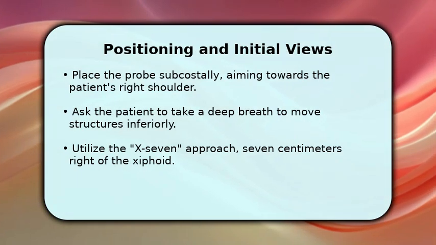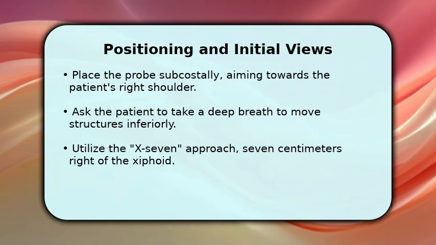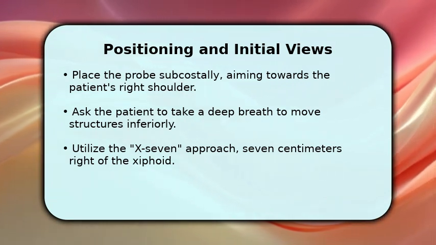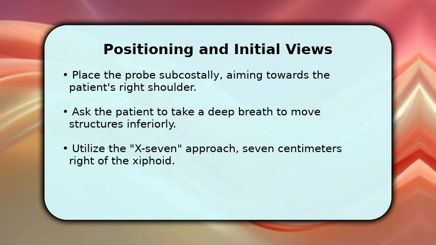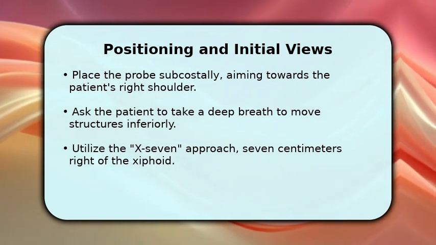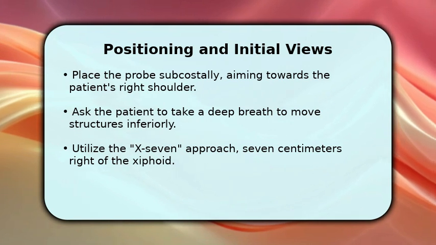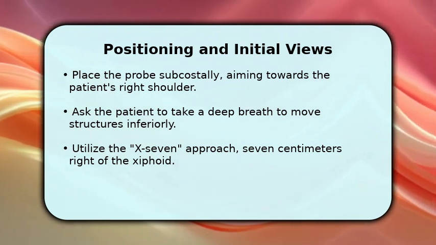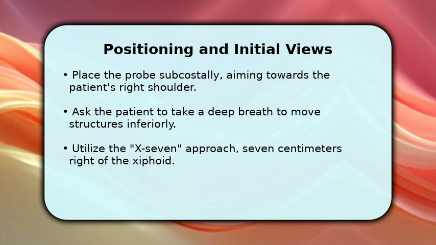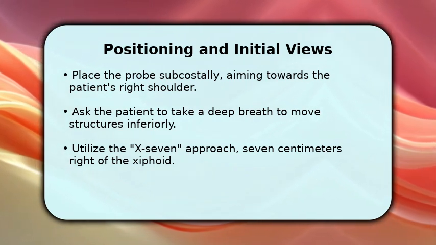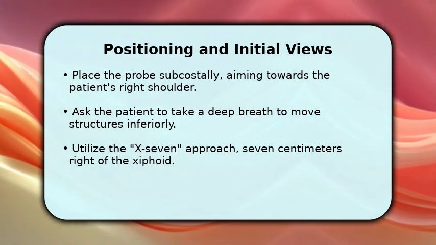Patient positioning is crucial for a clear view. Start with the patient supine, then try a left lateral decubitus position if needed. Place your probe subcostally, directing it towards the patient's right shoulder. Encourage a deep breath and hold to displace bowel gas and bring the liver and bile duct into better view.